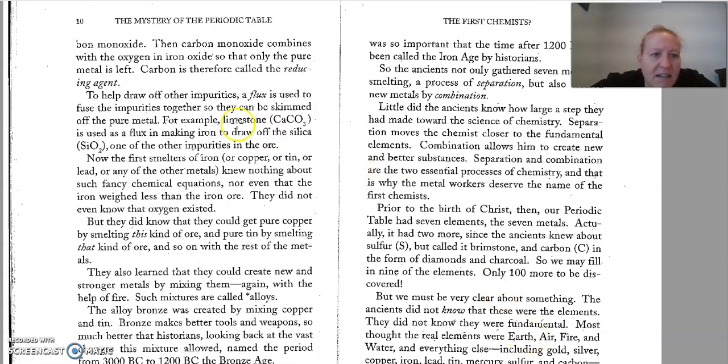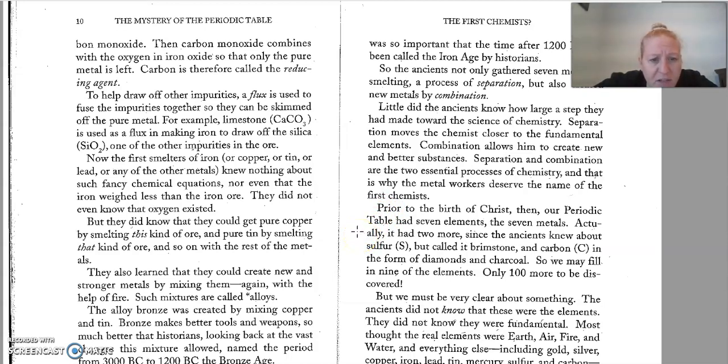Then carbon monoxide combines with the oxygen in iron oxide so that the pure metal is left. Carbon is therefore called the reducing agent. To help draw off other impurities, a flux is used to fuse the impurities together so that they can be skimmed off the pure metal. For example, limestone is used as a flux in making iron to draw off the silica, one of the other impurities in ore.